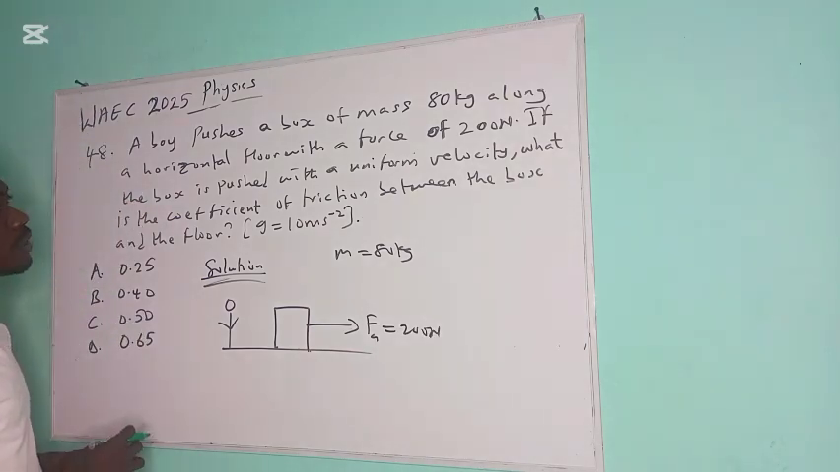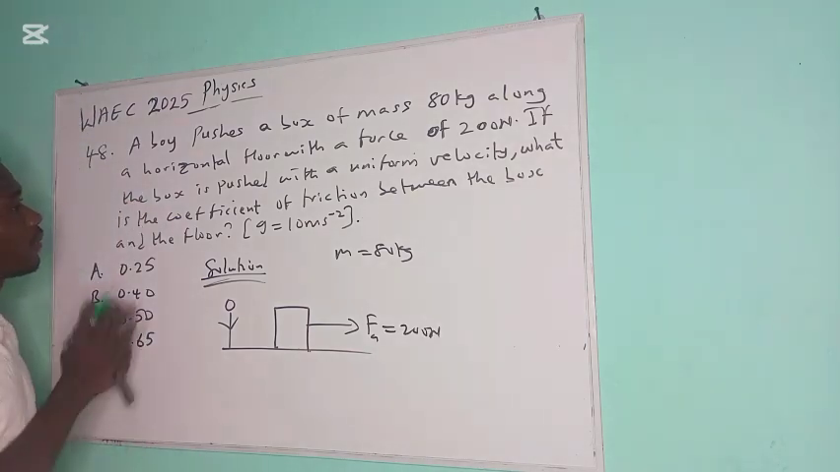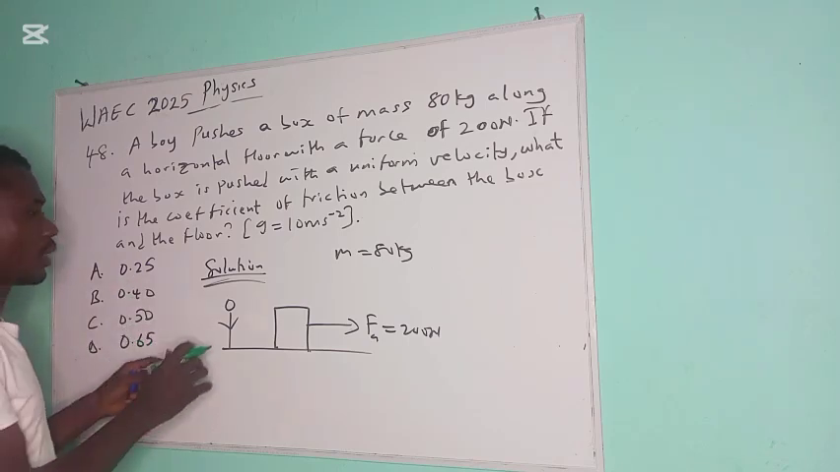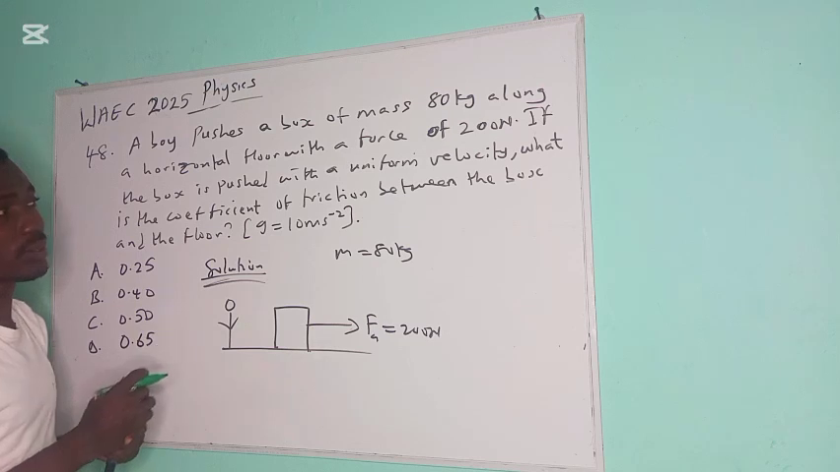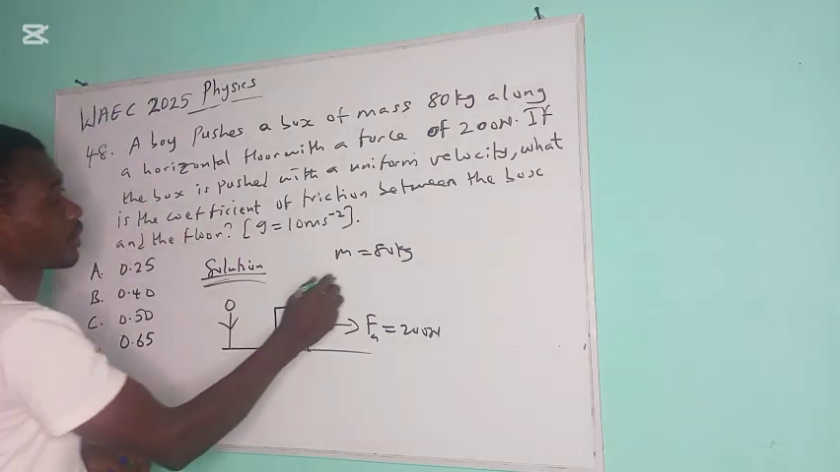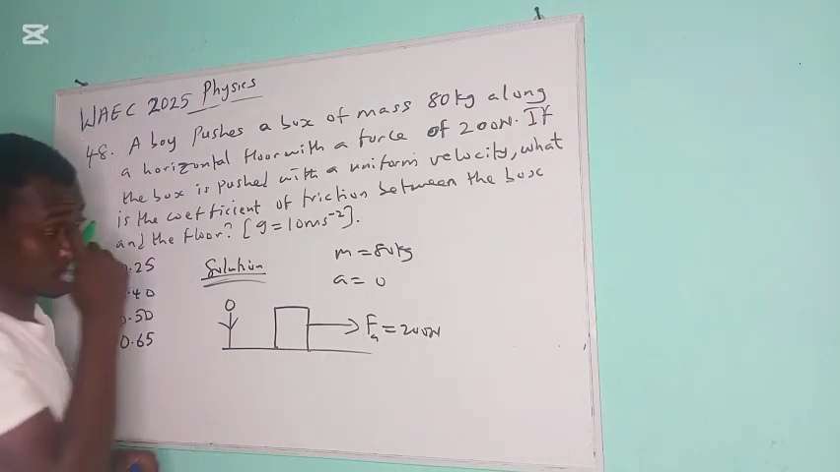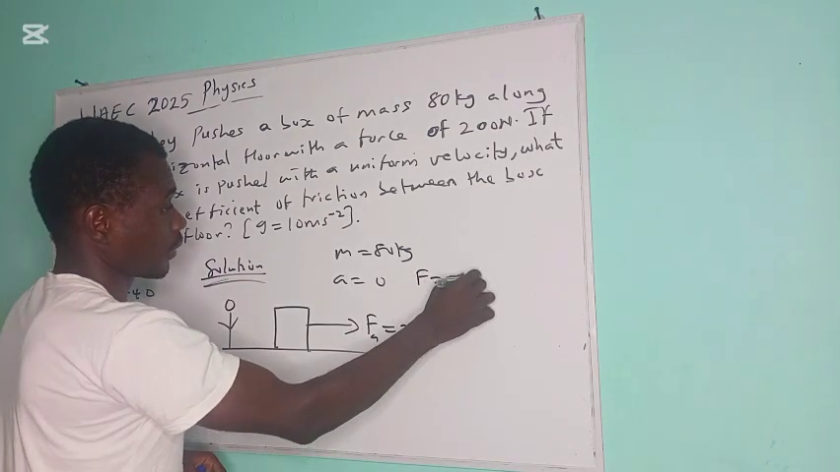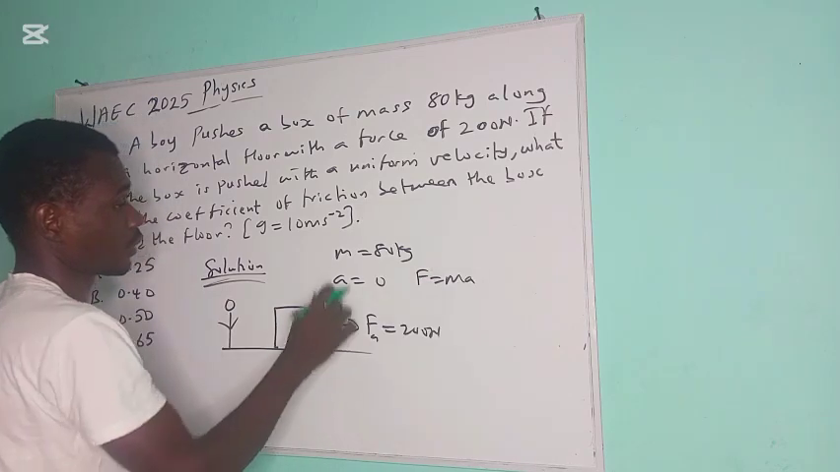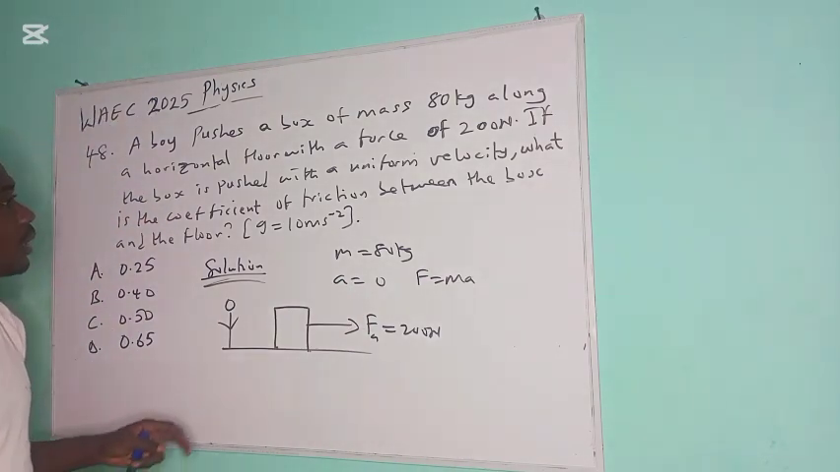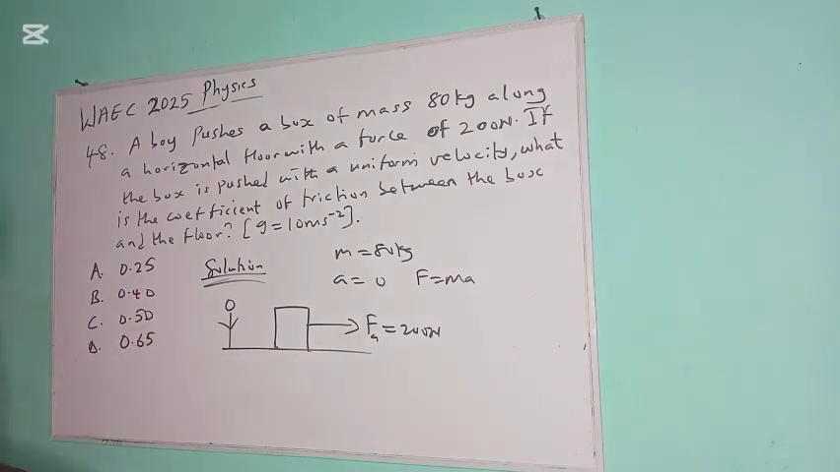If the box is pushed with a uniform velocity, what about uniform velocity? That means that at uniform velocity the acceleration is zero. So at uniform velocity the acceleration is zero. Now, what is the coefficient of friction between the box and the floor?